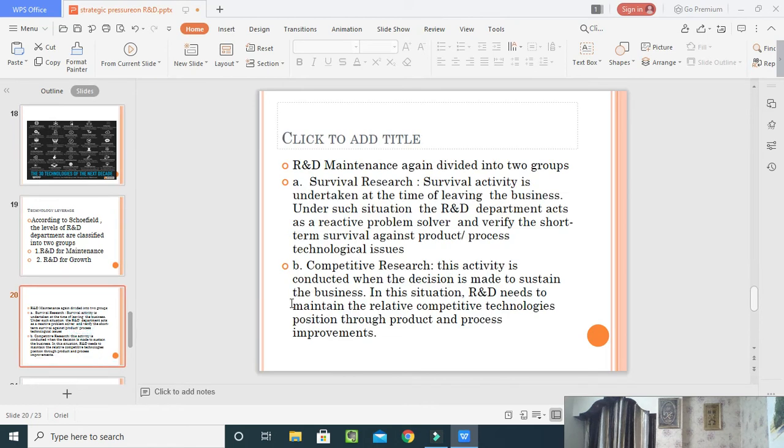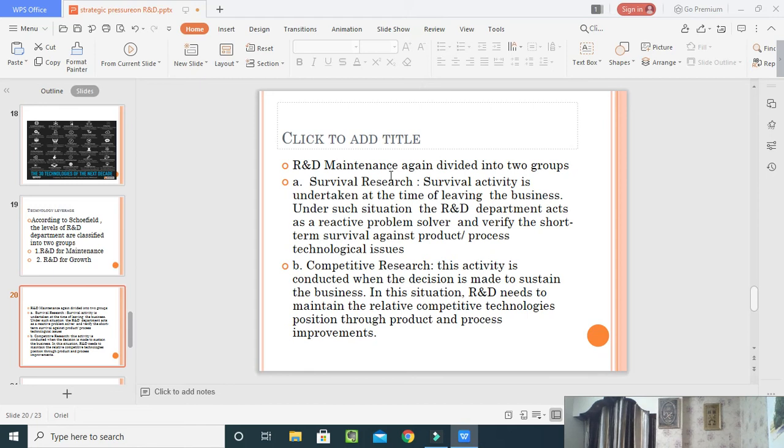So now first we will go for the R&D maintenance. Again, R&D for maintenance is divided into two groups. One is the survival research, second one is the competitive research. What do you mean by survival research? Survival activities are undertaken at the time of leaving the business. Under such a situation, the R&D department acts as a reactive problem solver and verifies the short-term survival against the product or the process technological issues.